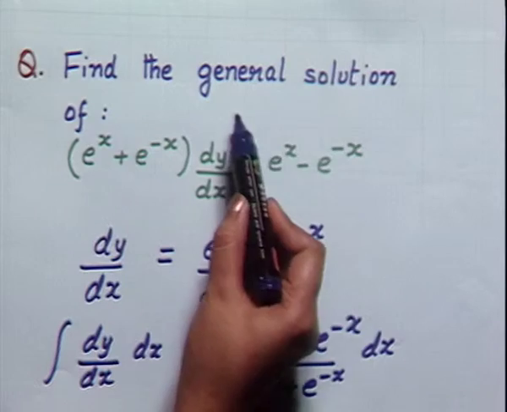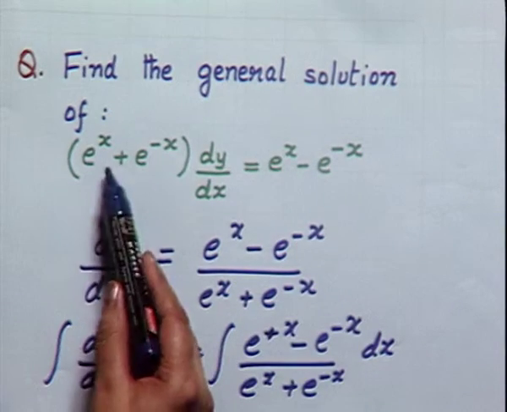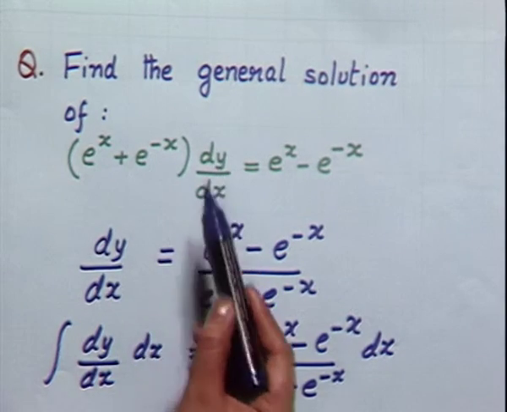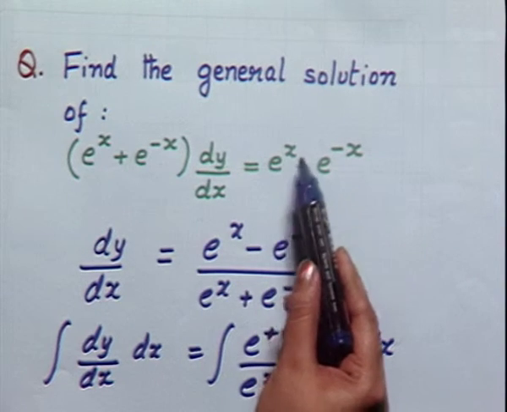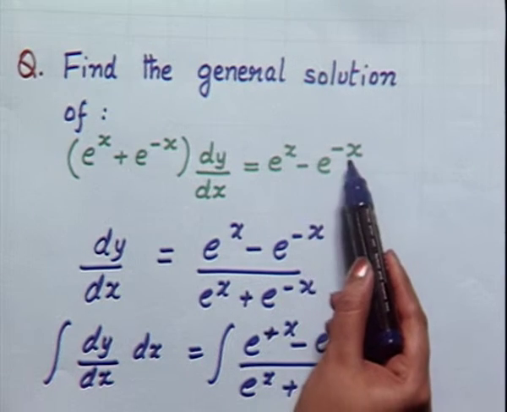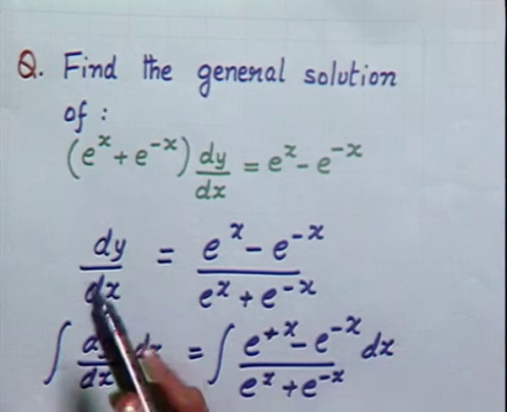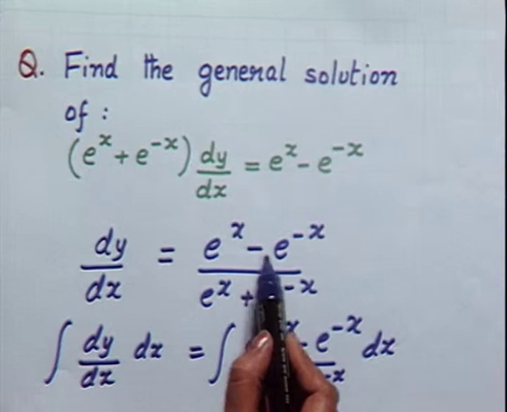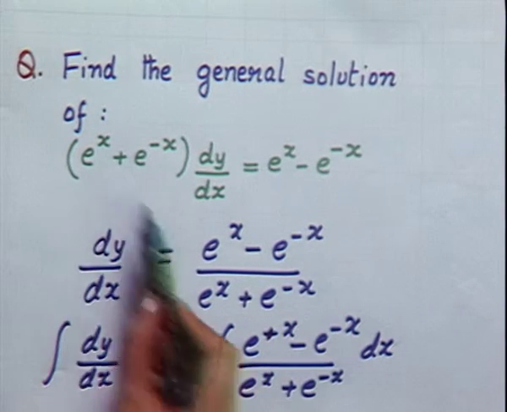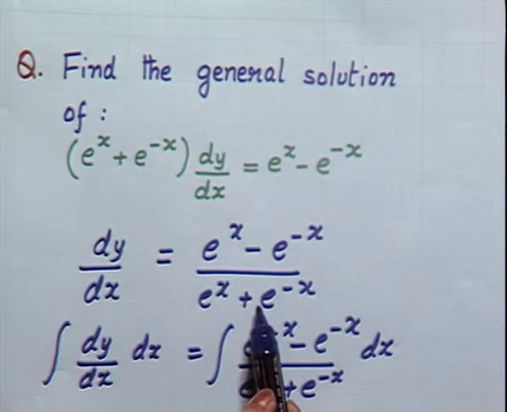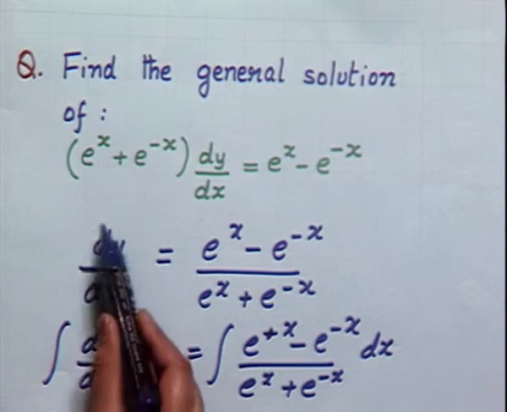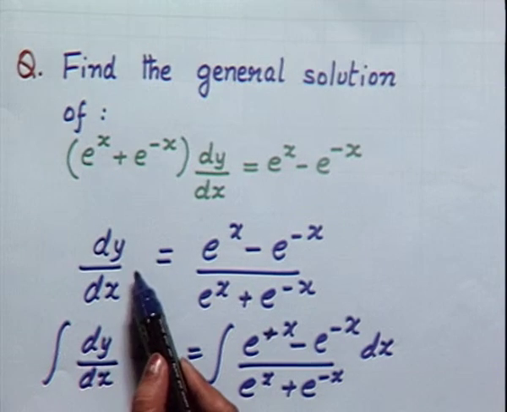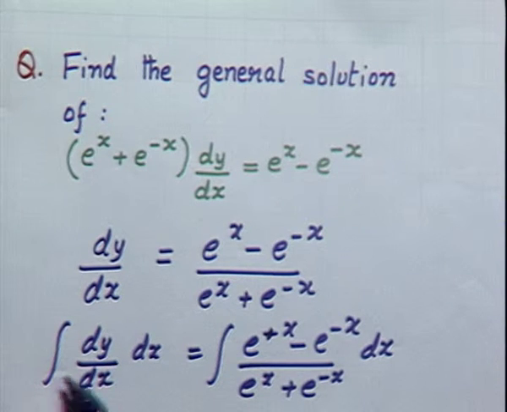Let us consider an example. Question says find the general solution of (e to the power x plus e to the power minus x) dy by dx equal to e to the power x minus e to the power minus x. What we can do is write dy by dx to be equal to (e to the power x minus e to the power minus x) and bring the other term to the denominator. The integral of dy by dx with respect to x is simply y. So that is exactly what we will do.